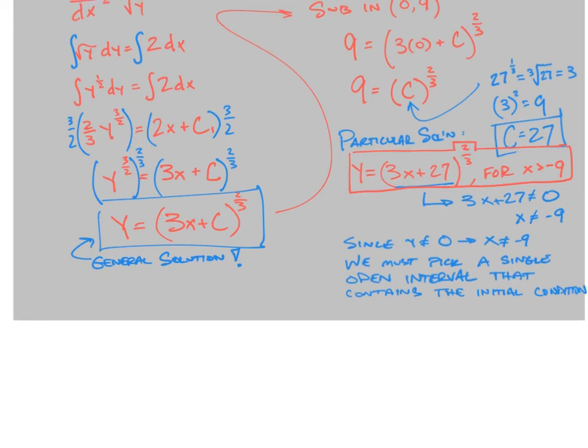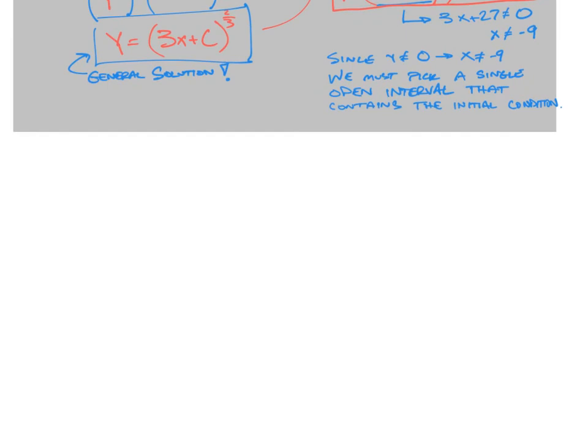That's a little better. So we have our final particular solution is y equals the quantity 3x plus 27 to the 2/3 power for x is greater than -9. And I want to just quickly talk about what the graph of this would look like. So I'm going to scroll up here a little bit and we're going to sketch this graph.